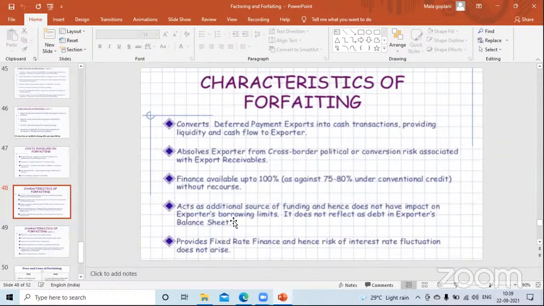It is better that you take forfeiting services. Okay. And one more benefit: if you are not borrowing funds, it will not be reflected in the balance sheet, and the balance sheet will look good because borrowings are less. The lesser the borrowings, the more effective the balance sheet will be.